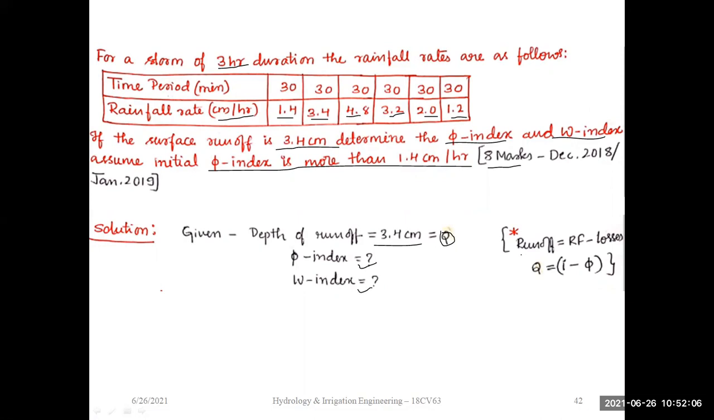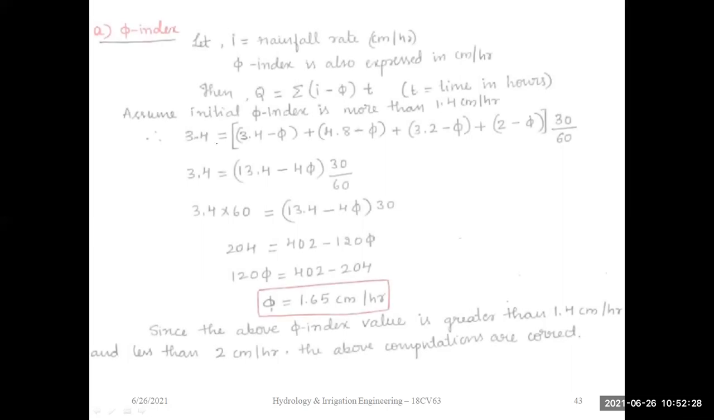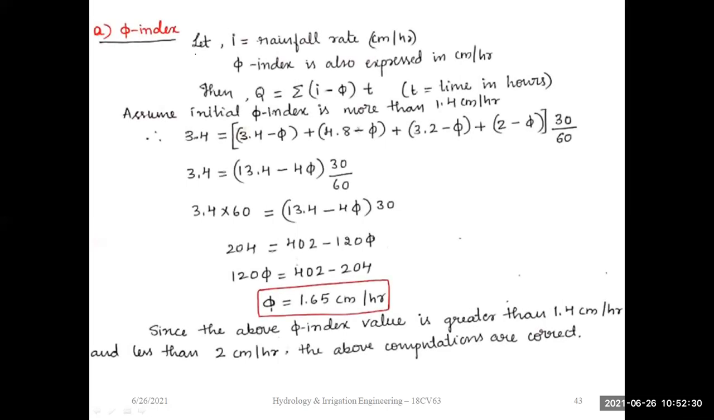The formula which you have to remember, as you know from the general water budget equation, is runoff is equal to rainfall minus losses. Here the rainfall is denoted as I, and the losses are your phi index. Let us proceed to calculate the phi index first. I represents the rainfall rate in centimeter per hour, and the phi index is also expressed in centimeter per hour.